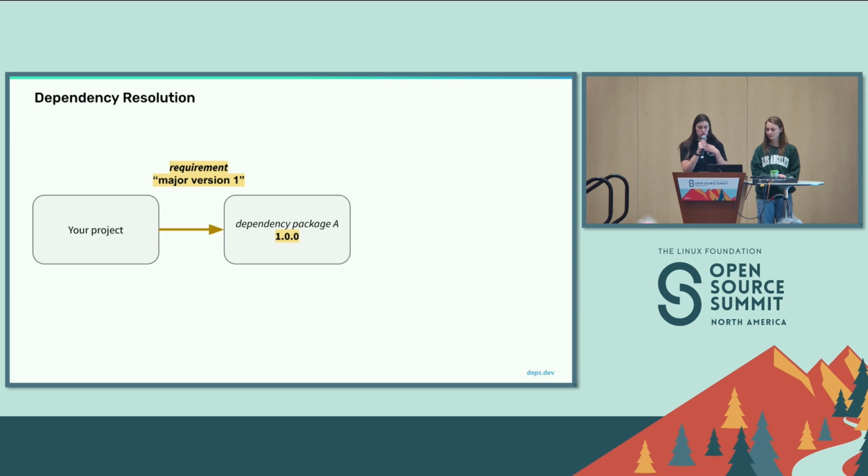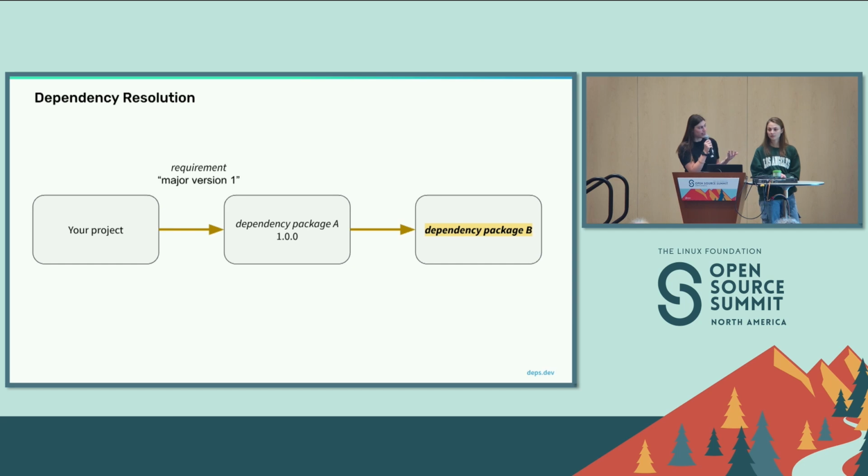A dependency resolution tool like NPM, PyPI, Cargo, or Maven reads the requirement and selects a version that satisfies that constraint. The reason we typically use a tool to do this is because it quickly gets really complicated. In the same way our project has a dependency, our dependency might also have dependencies, which can also have requirements of their own that also need to be resolved.